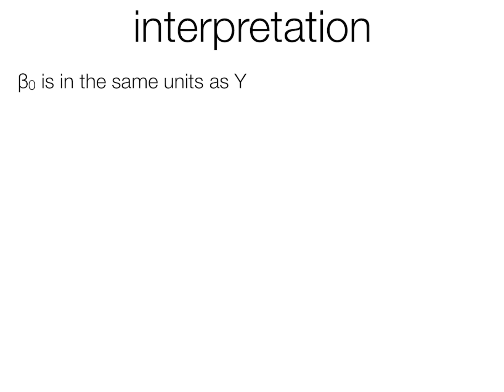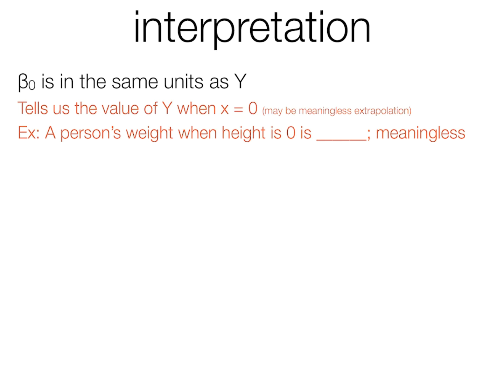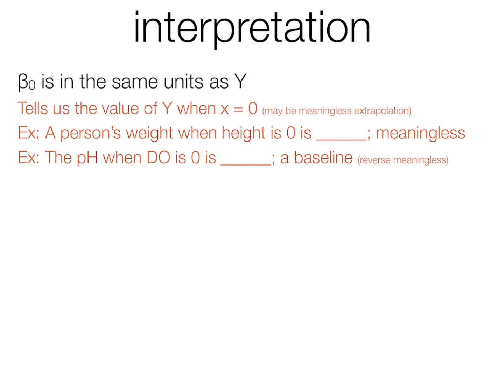Beta naught is in the same units of y, so it's very easy to interpret. It tells us the value of y when x is equal to 0, but that may be meaningless in your particular situation. For example, a person's weight when their height is 0 is kind of a meaningless quantity. As a second example, the pH when the dissolved oxygen is 0 is a specific quantity. That would be the beta naught, and that would be kind of a baseline. The reverse, of course, is meaningless. We wouldn't ask what the dissolved oxygen content is when the pH is 0 because a pH of 0 is not a valid pH level.